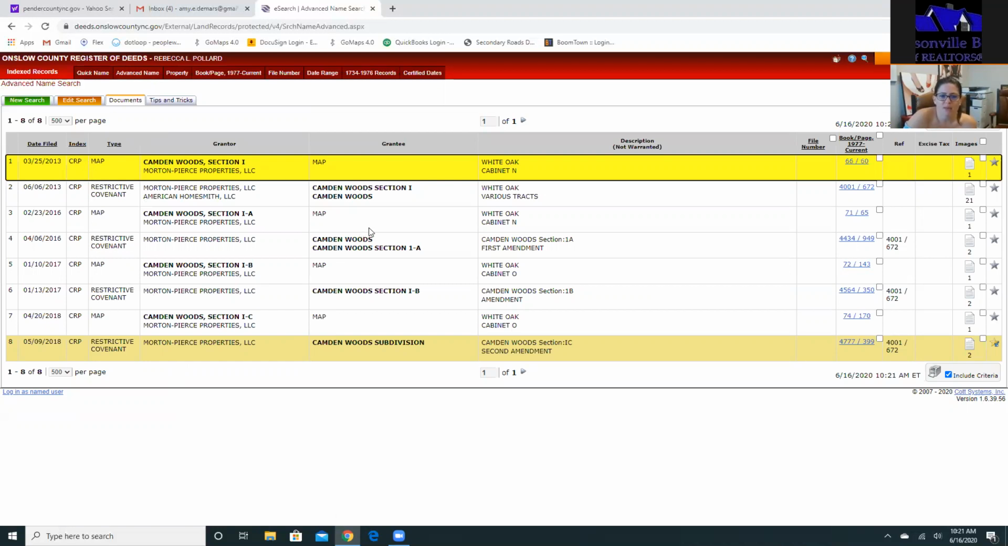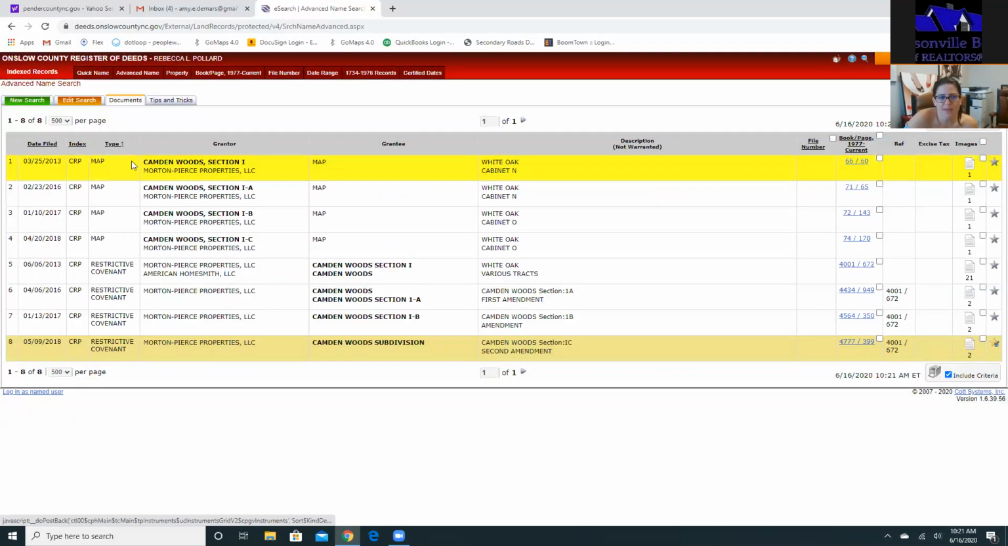Again, the way that the Register of Deeds page works is that these are going to be from oldest to newest at all times. But anytime you have an underlined line up here, you can change how those are sorted. What I usually find easiest to do is hit the type button, and that's going to put all the maps together and all the restrictive covenants together, but it's still going to sort the restrictive covenants by date. So even though you do that once with the type, it's going to pull all the maps up top, pull all the restrictive covenants down to the bottom, but it's still going to keep them in order.